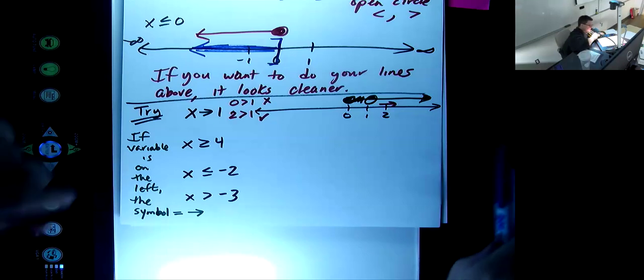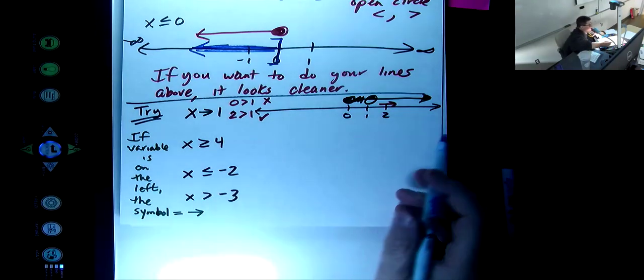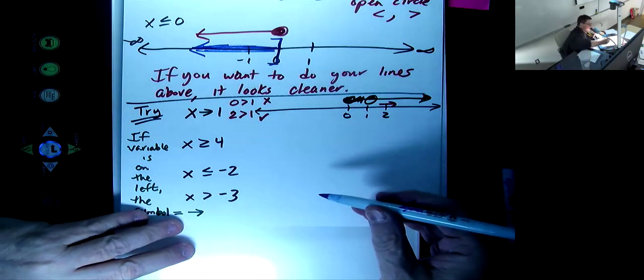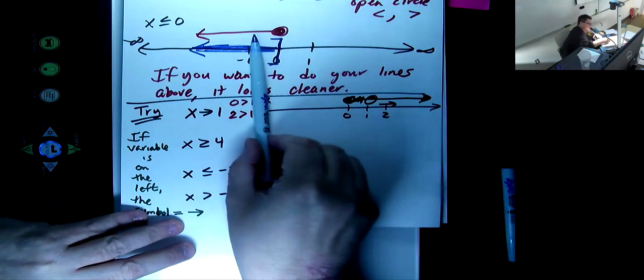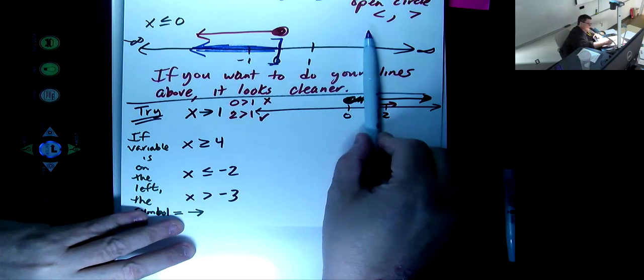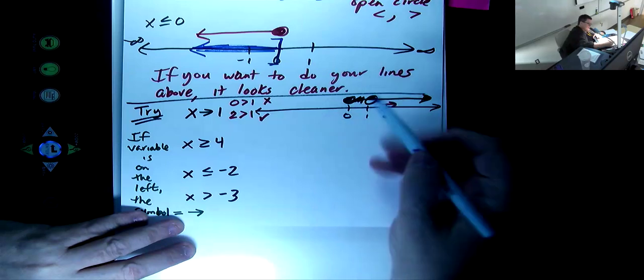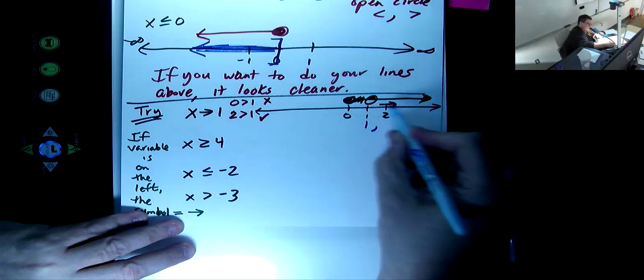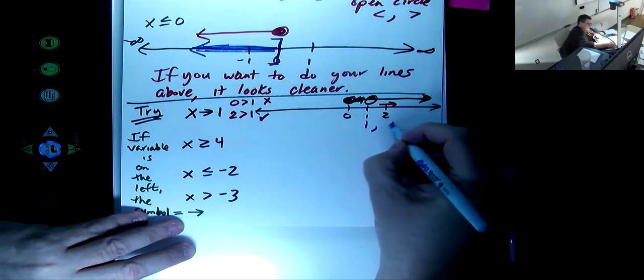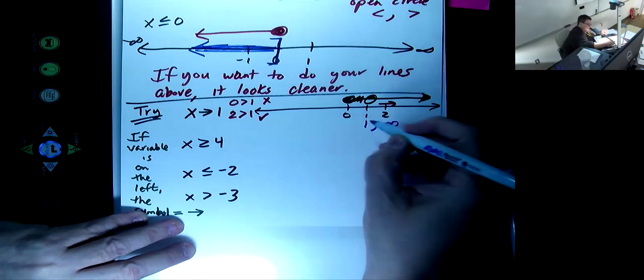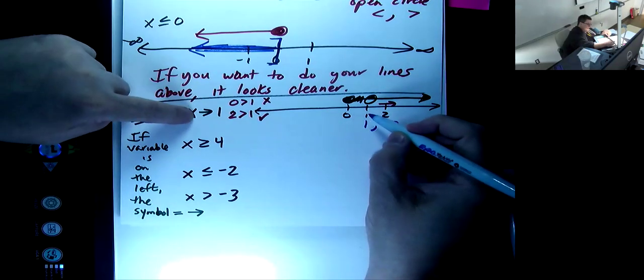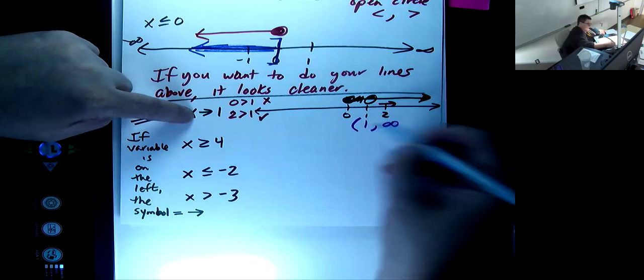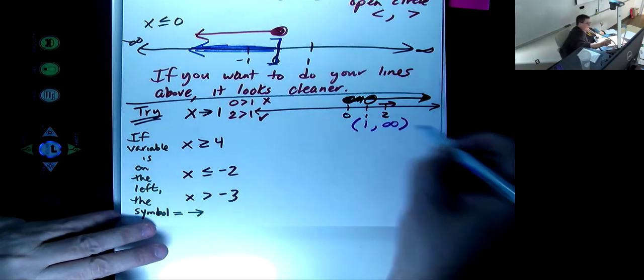Now when we put this in interval notation, we set our pin down. Our line starts at 1, and it keeps going all the way to the end, which is infinity. This was a less or greater than, so it's a parentheses, and infinities always have parentheses.